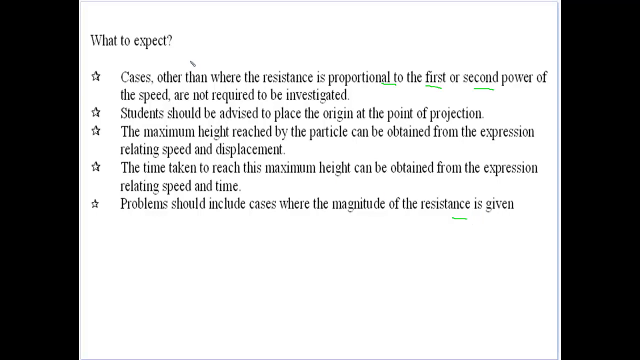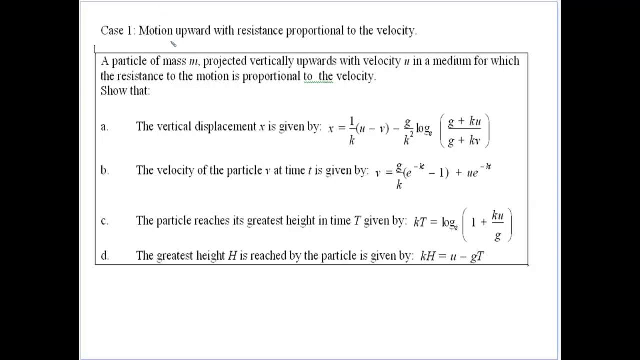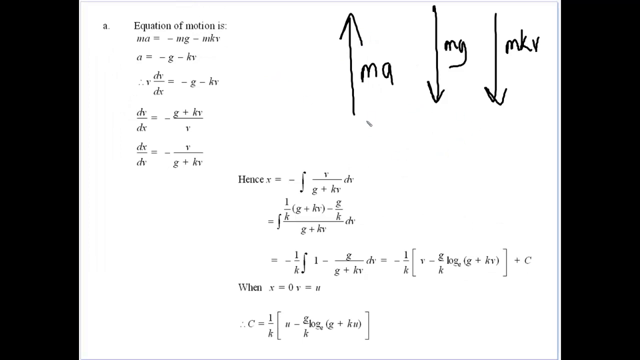So our first case we want to look at is where we've got the motion that's upward and the resistance proportional to the velocity. So what does that basically mean? Well, this is what we're looking at. Your mass times acceleration is projecting upwards, so it's being projected upwards. But what we've got resisting it is mass times gravity and mass times something proportional to velocity, so the first power times velocity there. So that's what we're looking at.